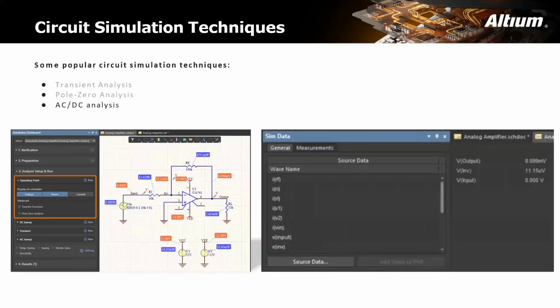Next, we have AC/DC analysis. This essential tool helps to examine the steady state behavior of the circuit under both alternating current and direct current conditions. By understanding how your design operates across different current and voltage levels, you can fine tune its performance and ensure that it meets required specifications.